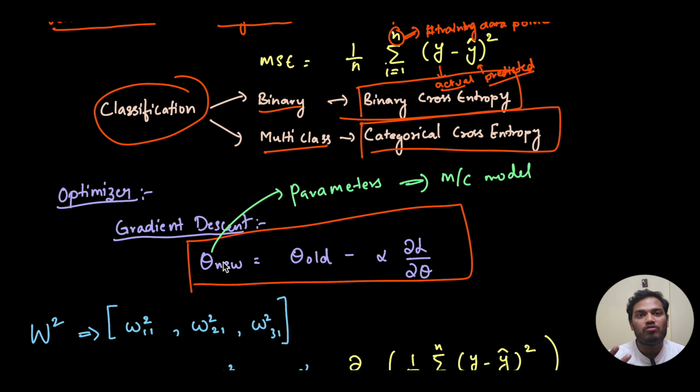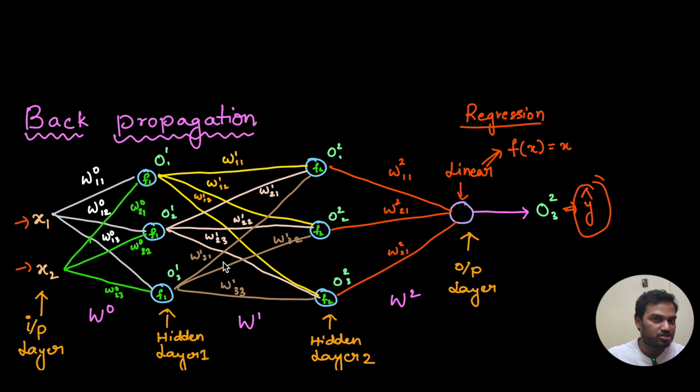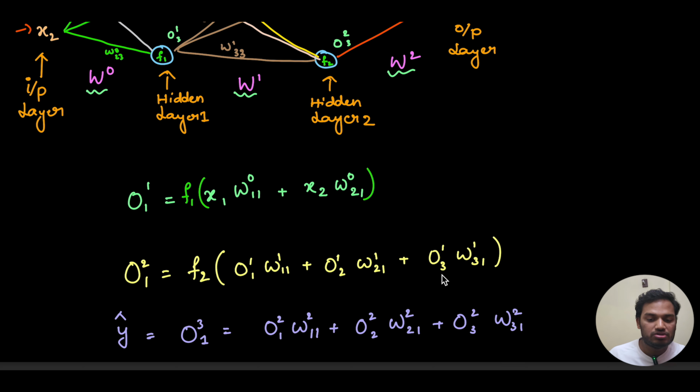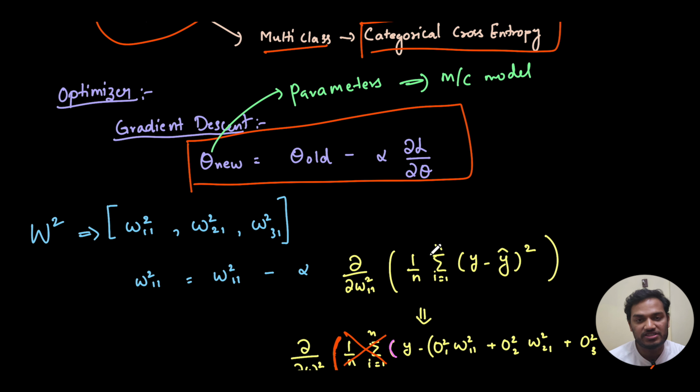So in case of our neural network, what are our parameters? We have discussed this maybe multiple times by now. That is W0, W1 and W2. So all the weights in W0, W1 and W2, all these will be our parameters. Okay, so let's try to see how these parameters are getting adjusted. This is the most interesting part, the main part of backpropagation. So let's try to look into it in more detail.